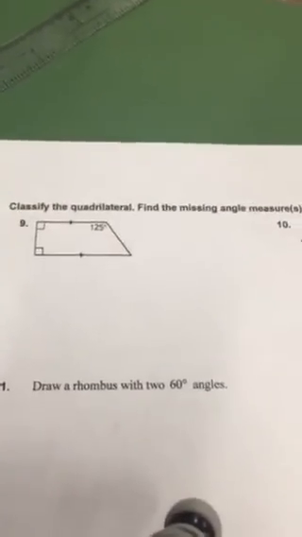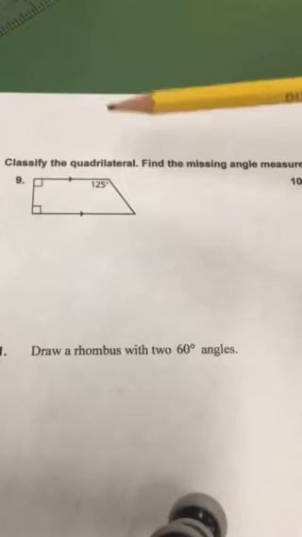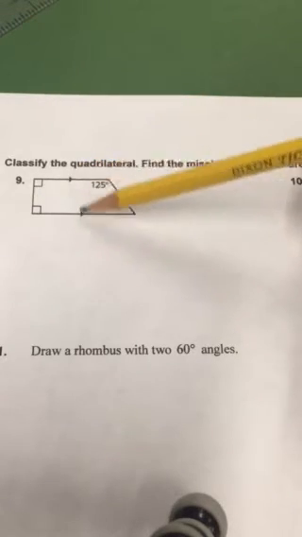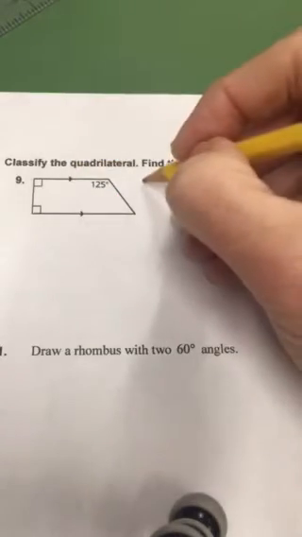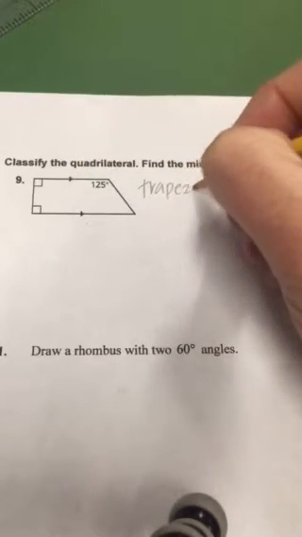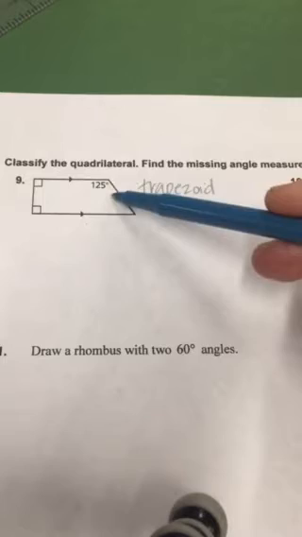All right, question number 9 asks you to classify the quadrilateral and find the missing angle measurements. So on your thinking map, remember we talked about sets of parallel lines, and you can see that this has one set of parallel lines, and anything that has one set of parallel lines is called a trapezoid. I'll switch to my pen so you can see better. So this is a trapezoid.